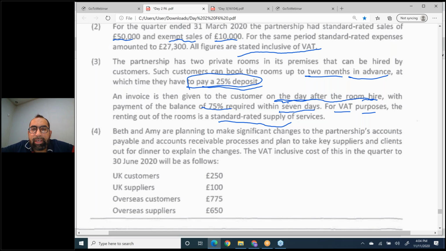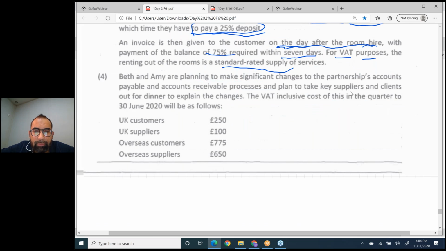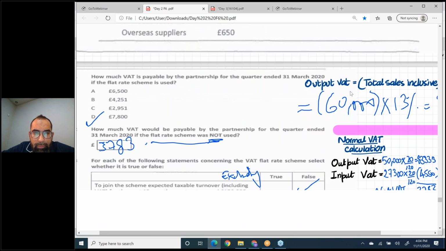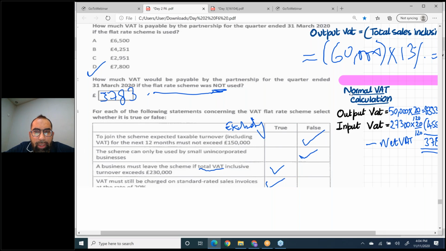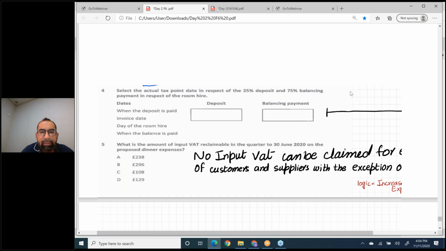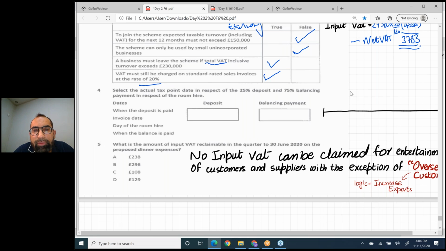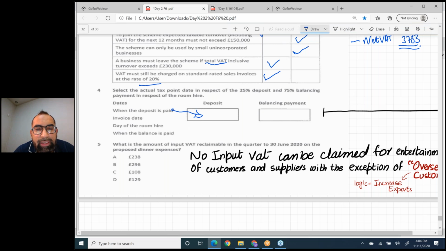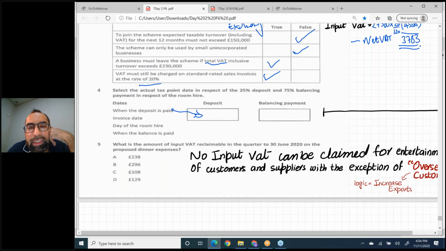Okay, you can see: select the actual tax point date in respect of the 25% deposit and the 75% balancing payment. For this deposit amount, this is the answer: when the deposit is paid, that means 2 months before. For the deposit, the actual tax point is when the deposit is paid. And for the balancing payment, it is the invoice date. I hope you got the point.